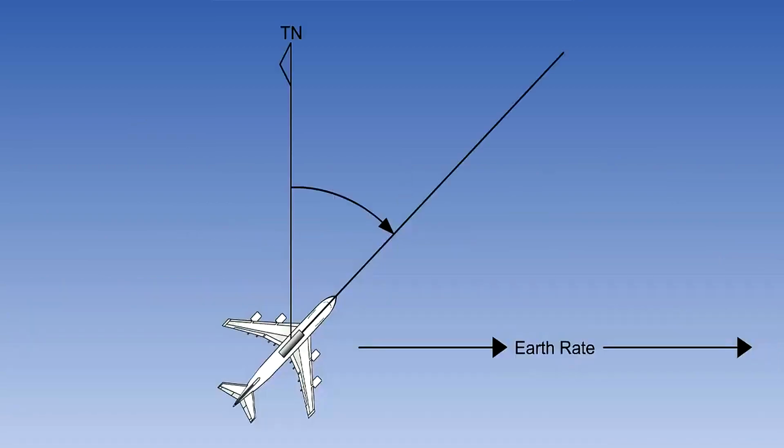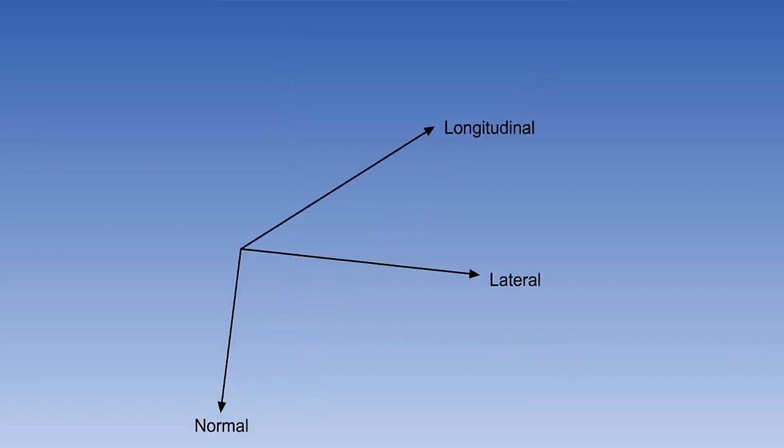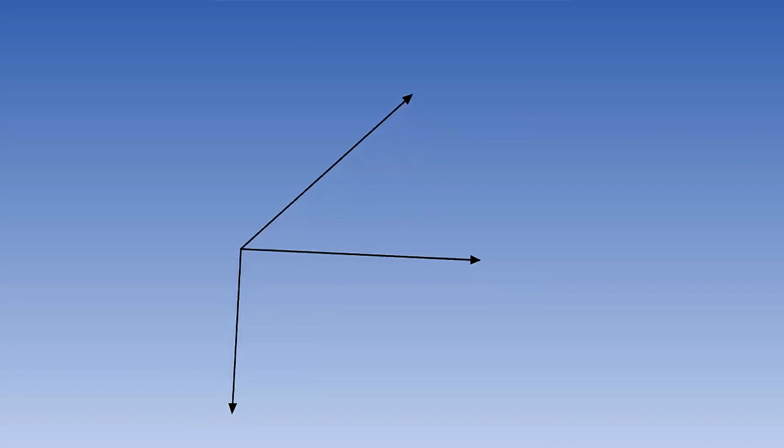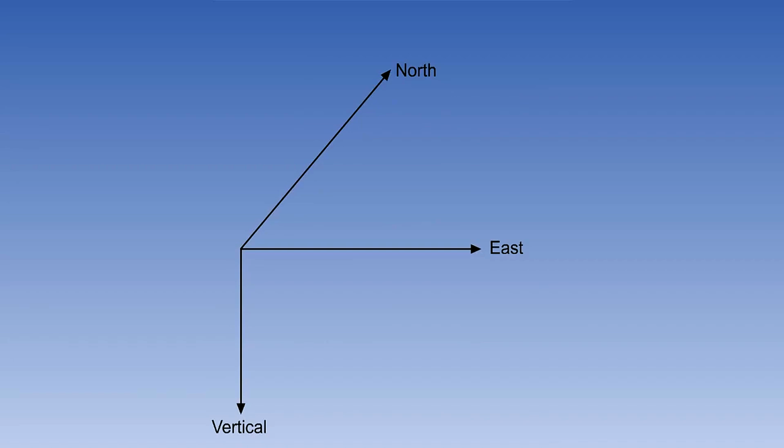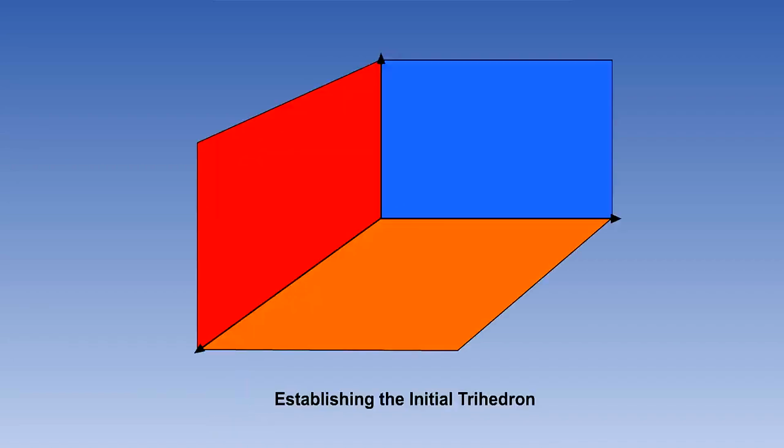Once the system has been correctly leveled and Earth rate corrections for the correct latitude applied, any remaining error can only come from incorrect alignment with true north. By analyzing the residual forces, the computer's axis transformation system can establish the direction of the Earth's spin and therefore find true north. This process of finding the difference between the longitudinal, lateral and normal axes and the directions of north, east and vertical is sometimes referred to as establishing the trihedron.